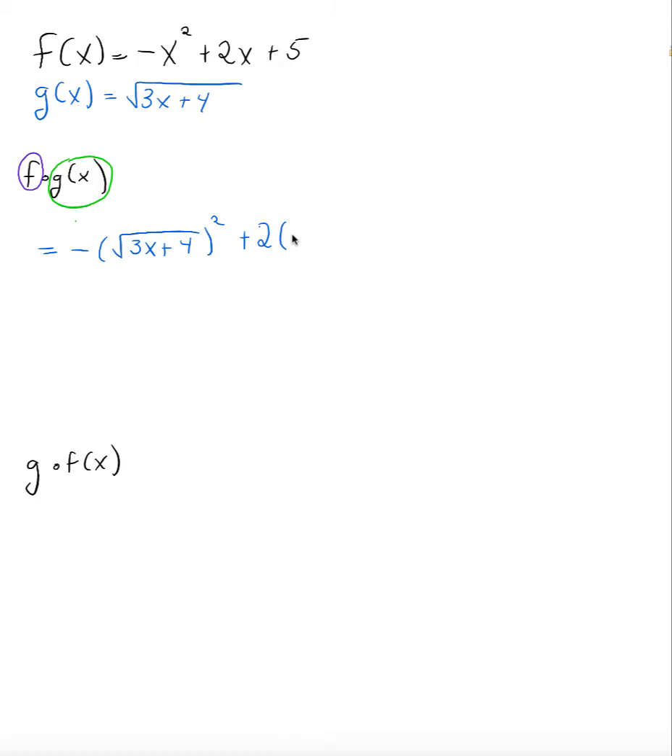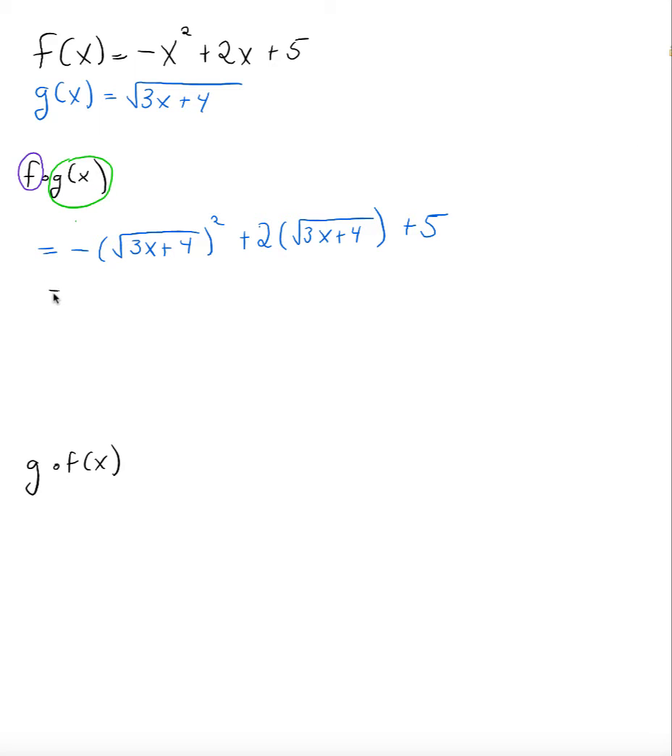I see plus 2. Oh, there's another variable, another letter x. So I'm going to fill in the entire function and then the plus 5. Now I need to simplify this function. We filled it in, but we need to simplify it out and evaluate it.